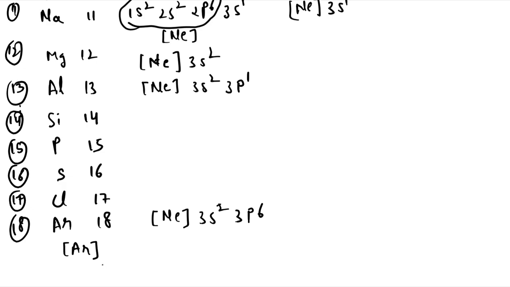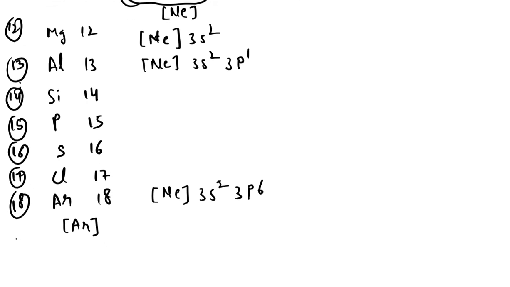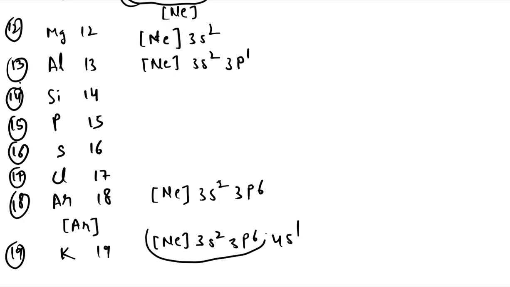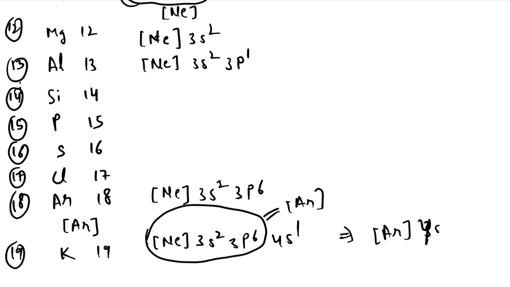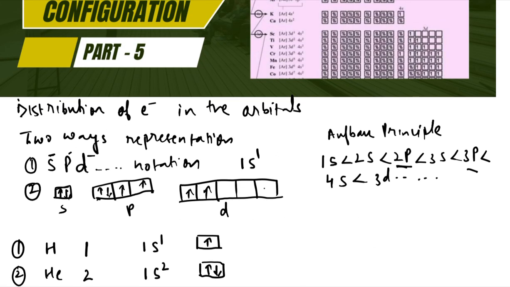So afterwards, for potassium, it has 19 electrons. If I have to write the configuration of potassium, instead of writing neon 3s2 3p6 4s1, I am going to club all this and instead write just argon. So its representation is argon and 4s1. Why 4s1? Because the next available energy level is 4s.